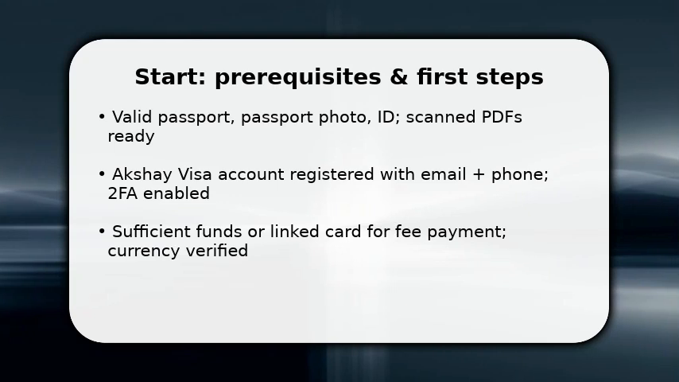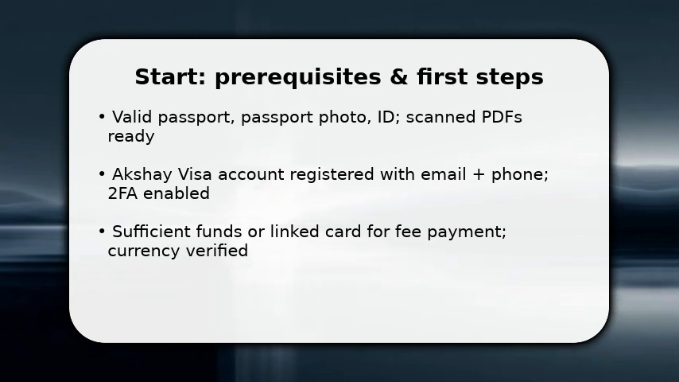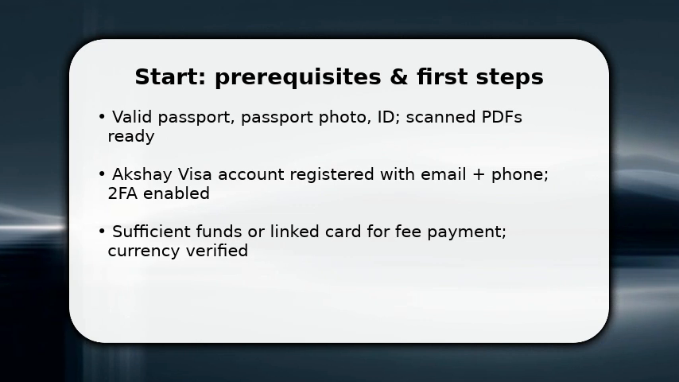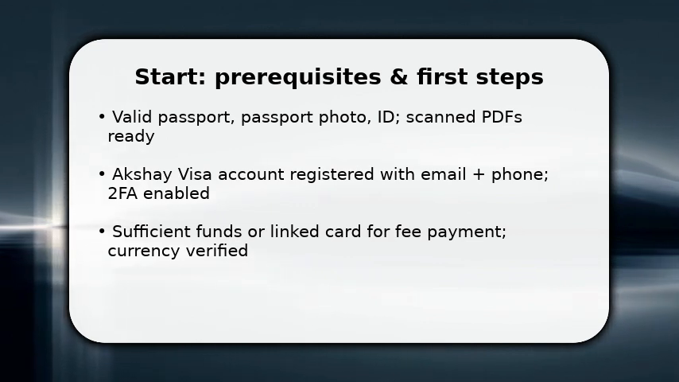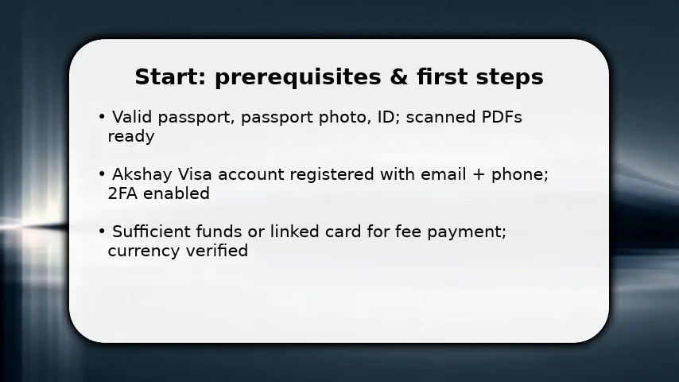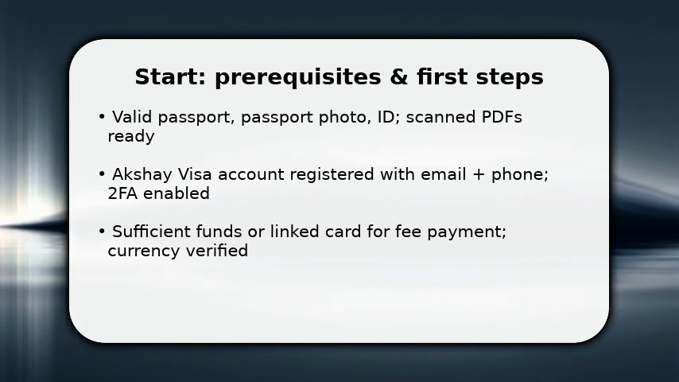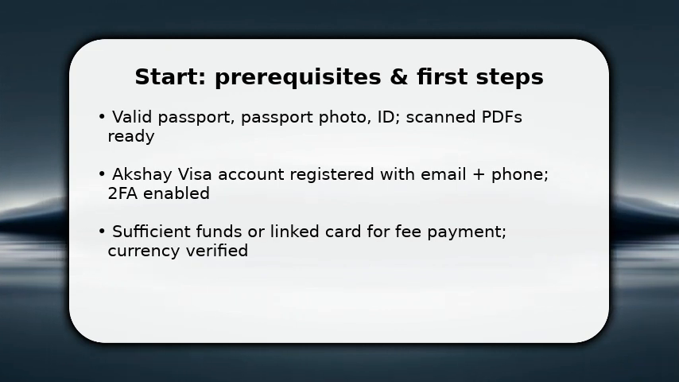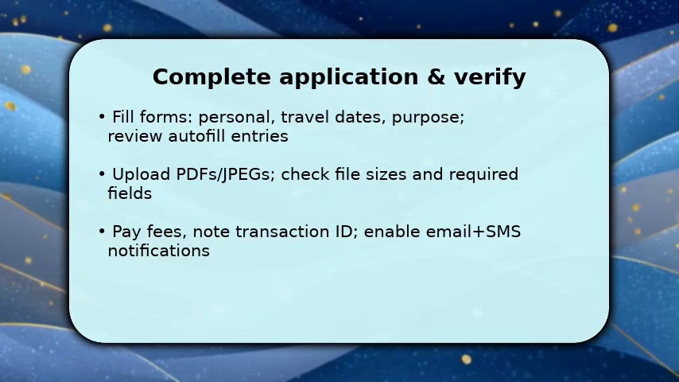You begin by confirming requirements and assembling documents so you don't stall later. Once you have passport scans, a clear photo, and local ID, create your Akshay Visa account and enable two-factor authentication. This secures your access. Next, link a payment method and check currency conversion if paying from another country. Doing these first steps ensures your application moves straight into verification without repeated uploads or delays, and it reduces the chance of fear-related rejections.